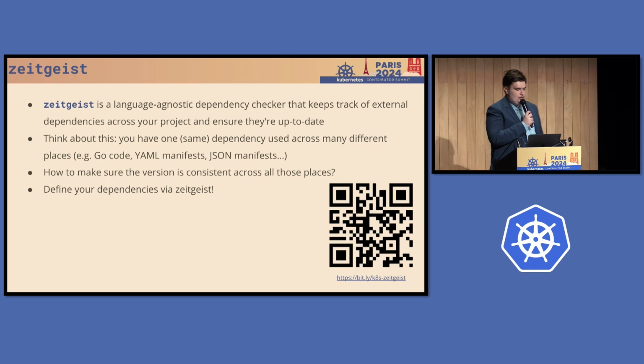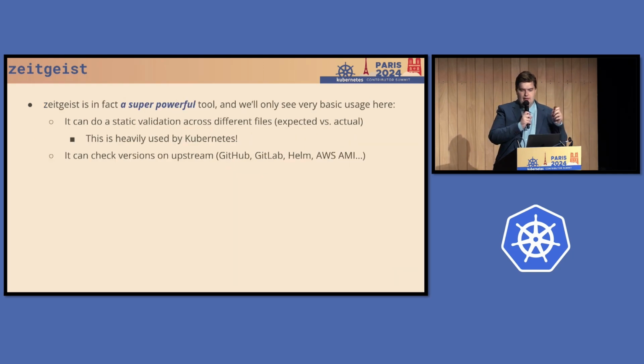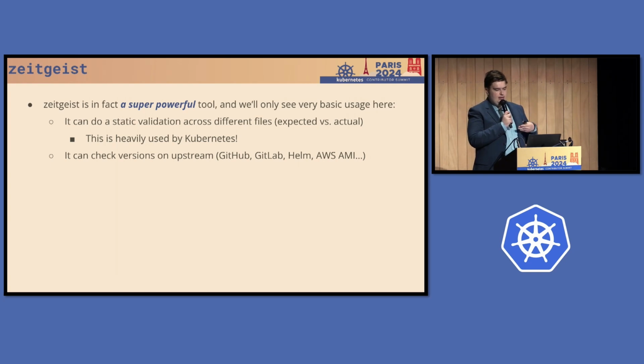And then we have the next tool, Zeitgeist, which is a language agnostic dependency checker that keeps track of external dependencies. Let's keep it simple: if you have one same dependency that's used across many different places, like in Go code, YAML manifests, JSON manifests, how do you make sure the version is consistent across all those places? You can define them using this tool. It also has some additional use cases, like checking for the latest version on upstreams like GitHub, GitLab, Helm, but Kubernetes uses it mostly for static validation purposes.